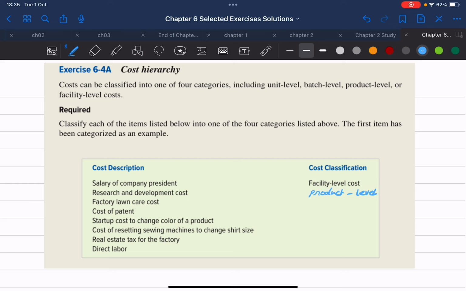Third one, factory lawn care costs. So here, these are expenses or costs that are linked to the care of the lawn of the factory, right? Can we tie this cost to anything other than facility? Probably not, because it doesn't really relate to a certain product, doesn't relate to a certain batch, definitely does not really relate to a single unit of production. So this one is a facility level.